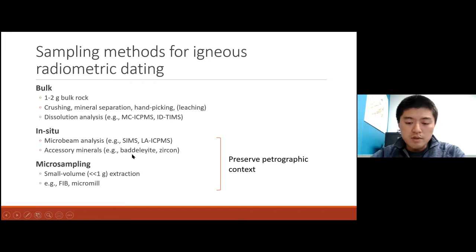A third category, illustrated in the previous talk, involves extracting small volumes of sample at the microgram or nanogram level using mechanical means such as the focused ion beam and probe, and this talk will focus on the micromill. It is important to note that both the in-situ and microsampling methods are less destructive compared to bulk sampling, and these methods preserve the petrographic context.